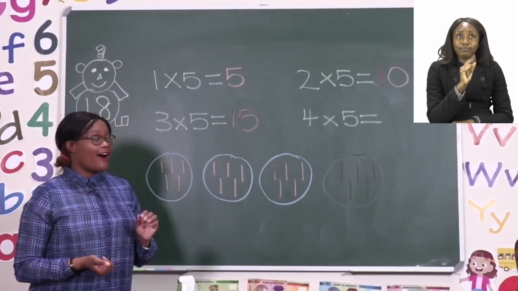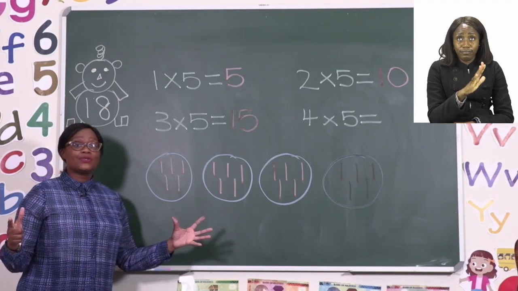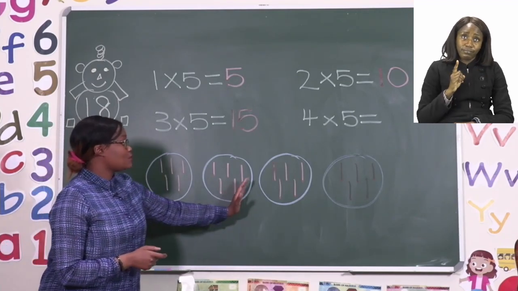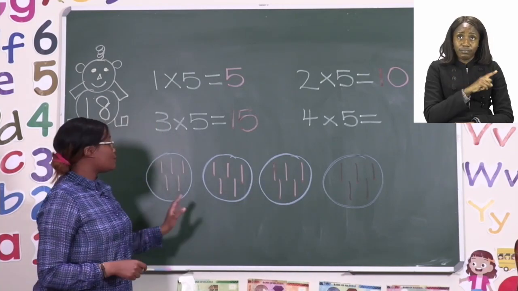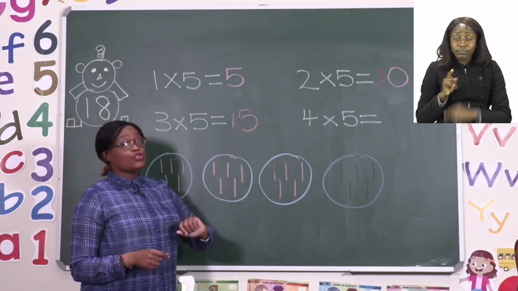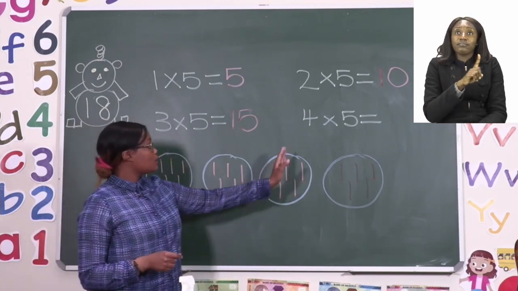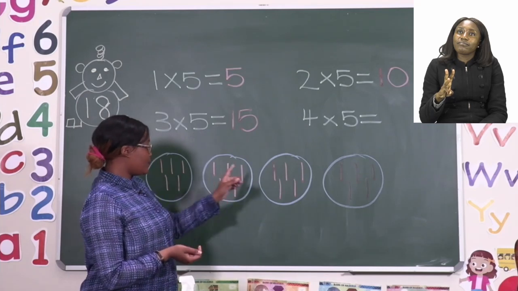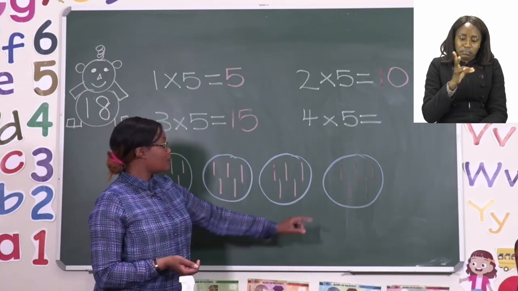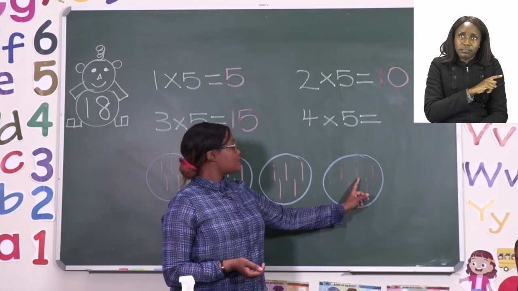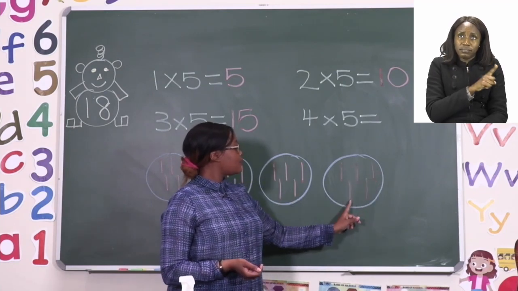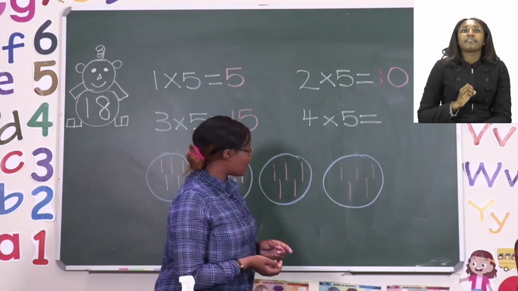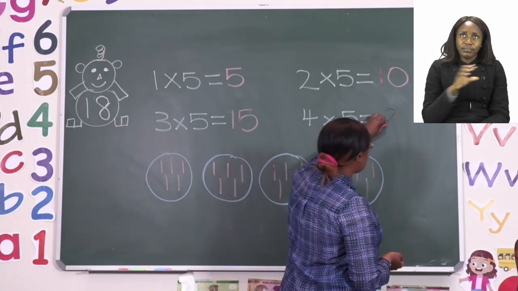And then, after doing that, we need to add everything together. So, these 3 sets, we already know our answer is 15. We now need to count this one as well. So we're going to say 15 is already there, 16, 17, 18, 19, 20. So our answer, boys and girls, is 20.